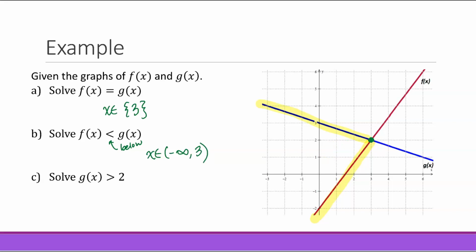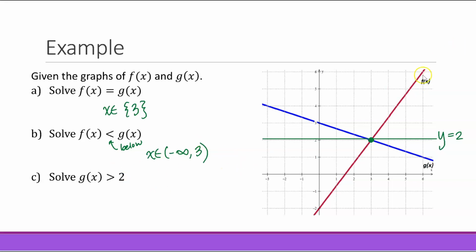And then part C, solve, when is g of x greater than 2? So on what interval is g of x greater than 2? So we want to think about 2 as its own function. It's the horizontal line at y equals 2. So I'm going to go ahead and draw a horizontal line at y equals 2.